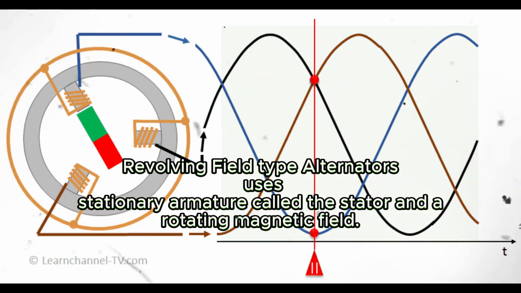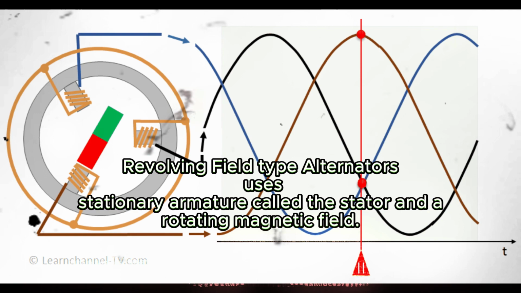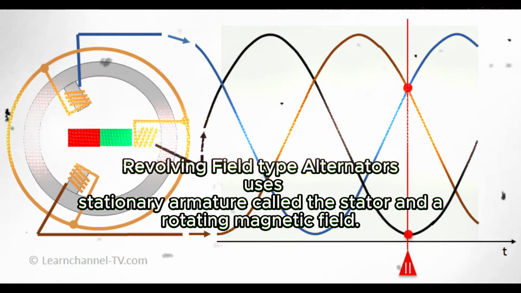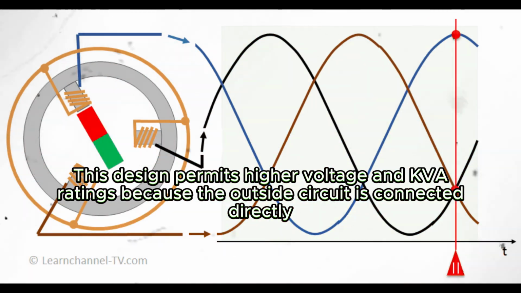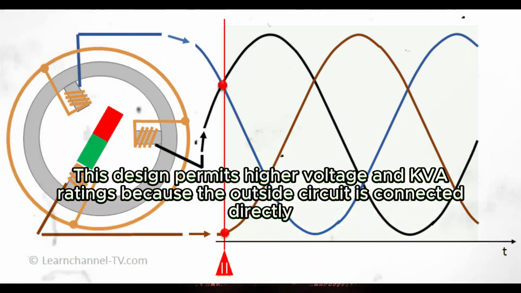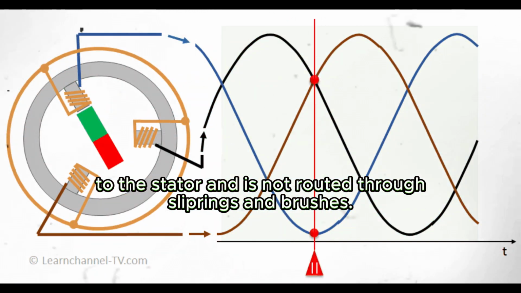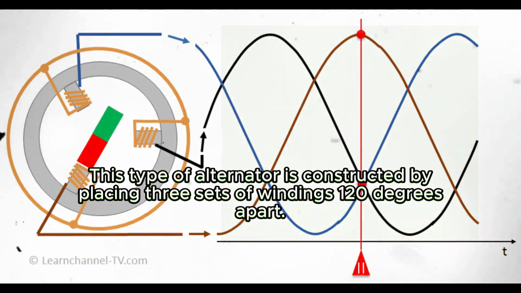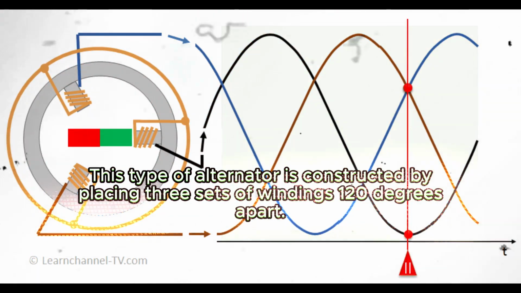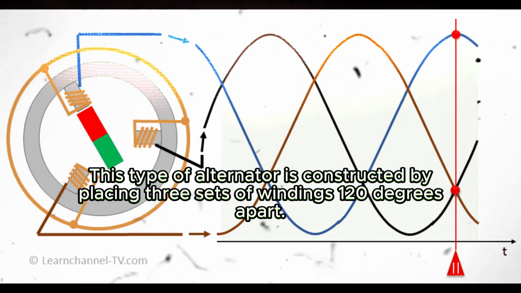Revolving field type alternators use a stationary armature called the stator and a rotating magnetic field. This design permits higher voltage and kVA ratings because the outside circuit is connected directly to the stator and is not routed through slip rings and brushes. This type of alternator is constructed by placing three sets of windings 120 degrees apart.